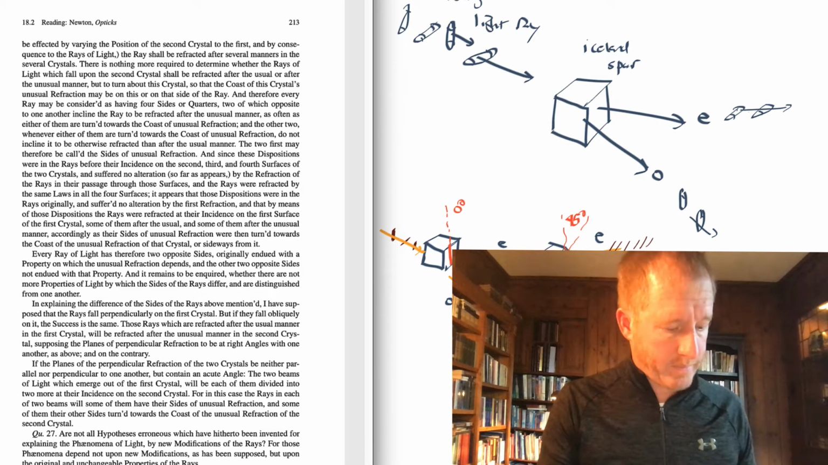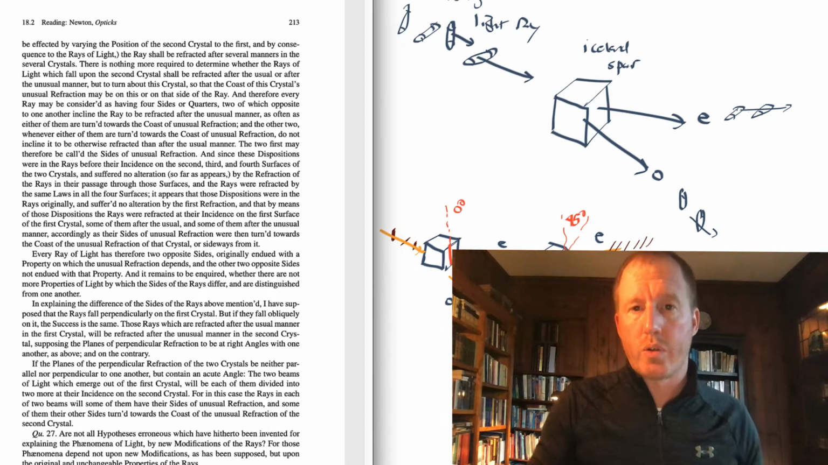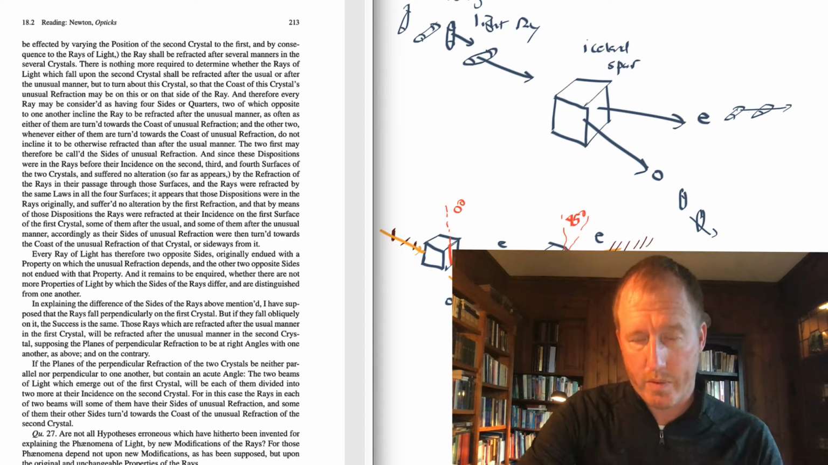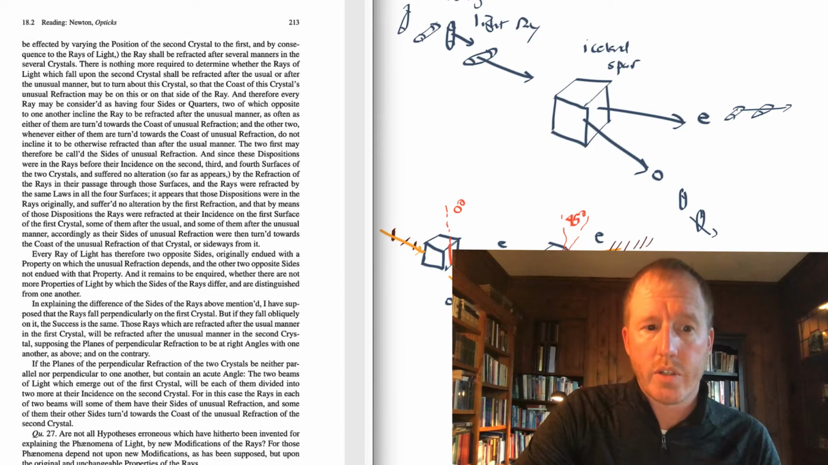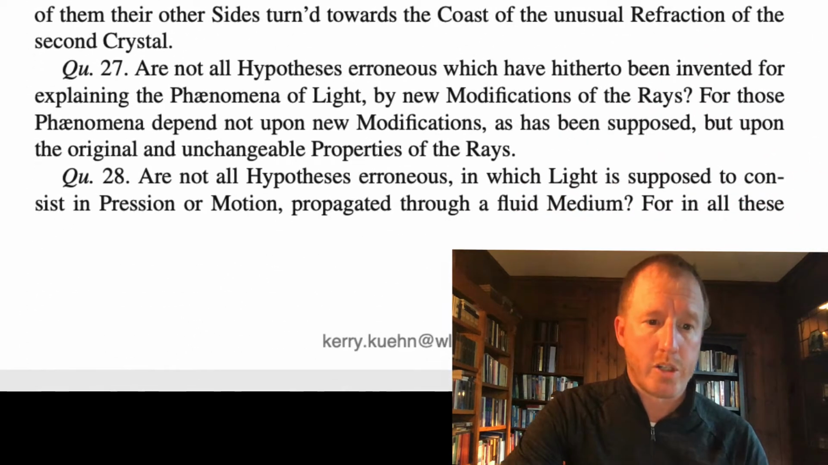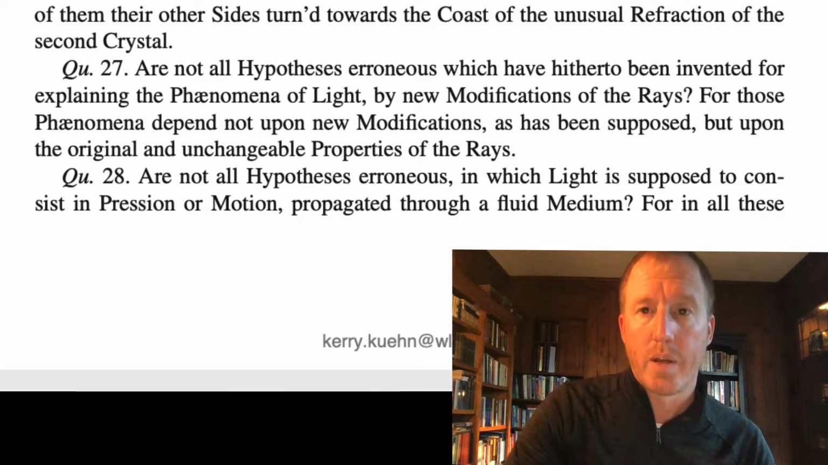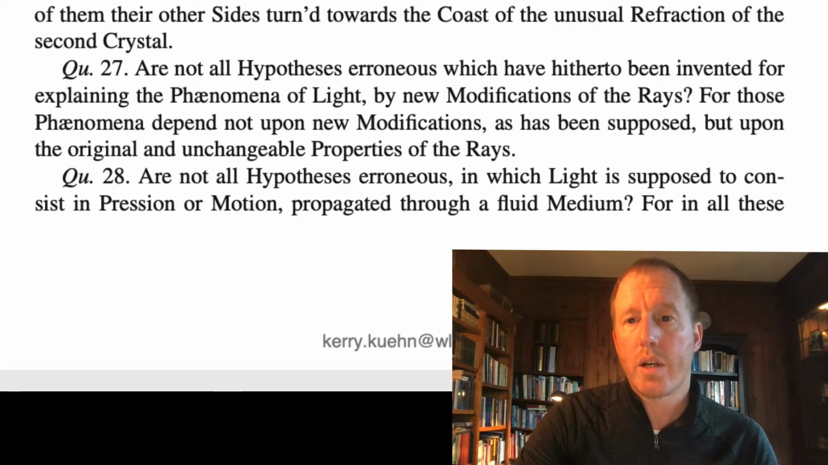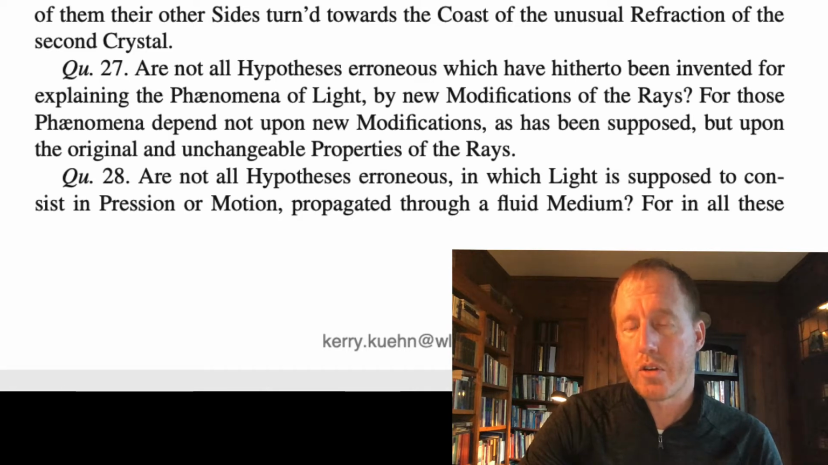Okay. Now, what does Newton do from here on out? Well, what he's going to do is he's going to offer a criticism of Huygens' theory of light. This is in query number 28 at the bottom of page 213. He's going to criticize Huygens' wave theory of light, and then he's going to embark on quite a bit of speculation about the nature of light.